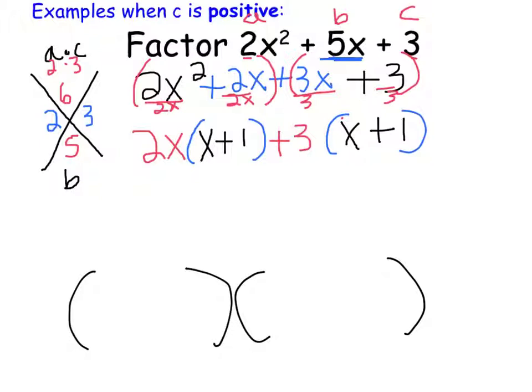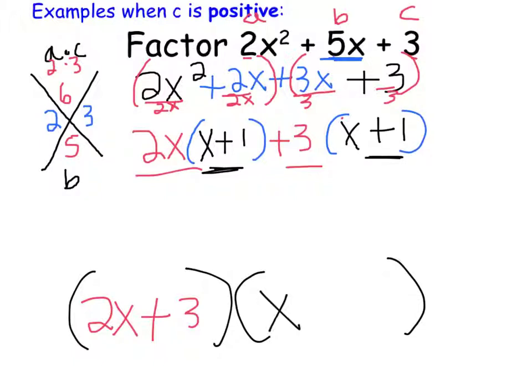And remember how we do our two parentheses. We take the two red ones, so we take 2x, and we take the plus 3. Those go in one parentheses, and whatever we wrote twice, in this case black, we write that in our other parentheses. So if we multiply these together, we would get this.